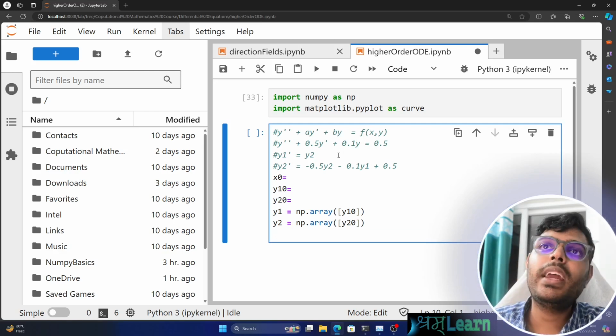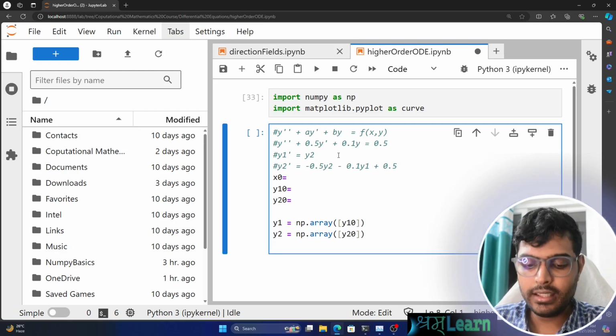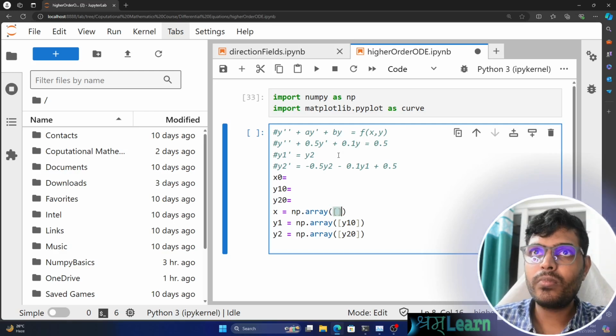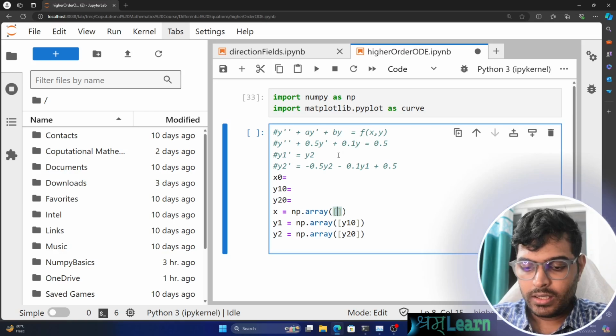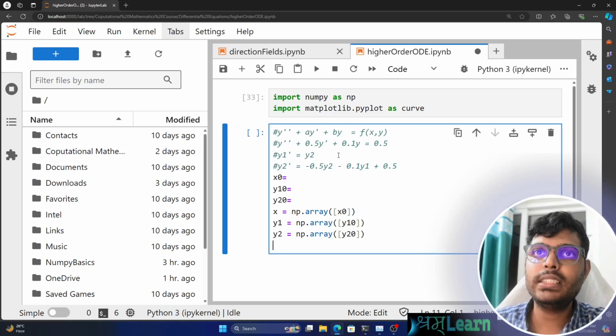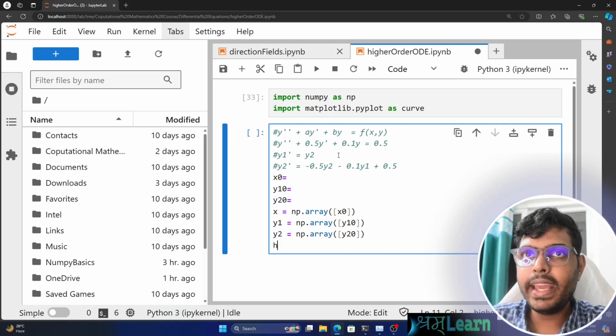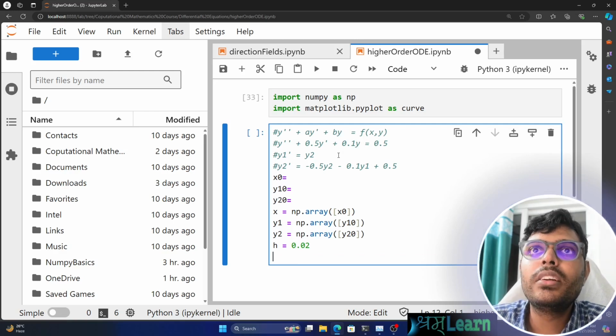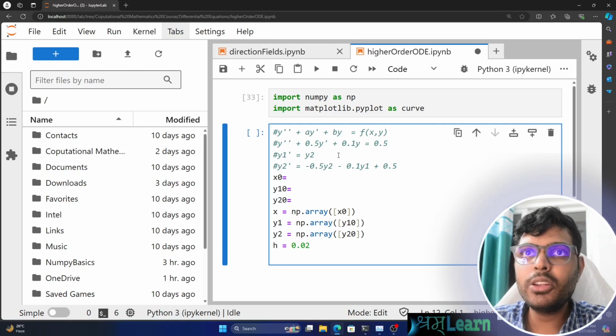And we also need an array x, np dot array, x naught, the initial value of x, from where we want to start our computation. Okay, h, the step size, we need to specify, 0.002 maybe. We can check that later. Fine. What else? Now shall we start with the algorithm?